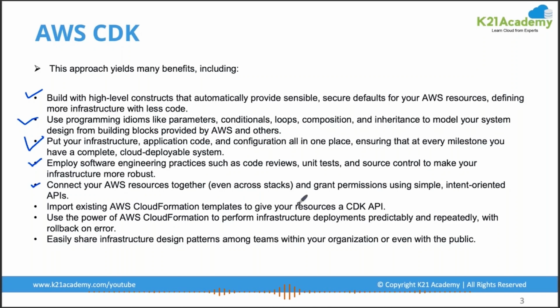So connect your AWS resources together and grant permission using simple intent-oriented APIs, right? So you will be able to connect your AWS resources together and grant permission for the particular intent. Import an existing AWS CloudFormation template to queue your resource as CDK API, right? It will help you to import your existing AWS CloudFormation template. Use the power of AWS CloudFormation to perform infrastructure deployment predictably and repeatedly with rollback on error, right? So AWS CDK is, under the hood, using CloudFormation to perform infrastructure deployment predictably and repeatedly with rollback on error, right?